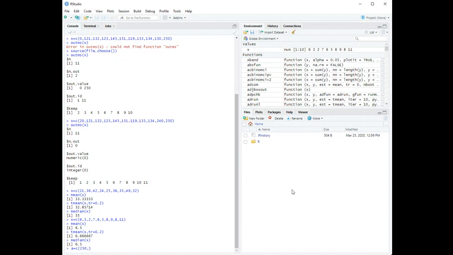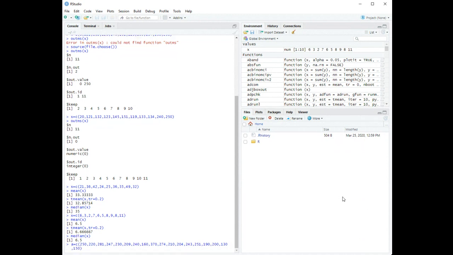So 250, 220, 281, 247, 230, 209, 240, 160, 370, 274, 210, 204, 243, 251, 190, 200, 130, 150, 177, 475, 221, 250, 224, 163, 272, 236, 200, 171, and 98. Okay, our numbers.